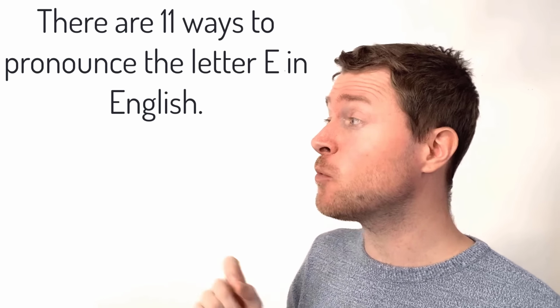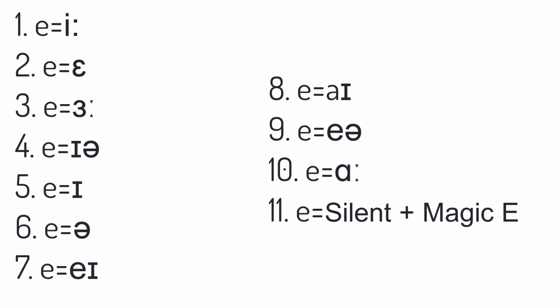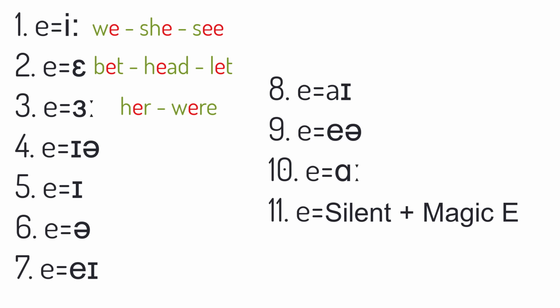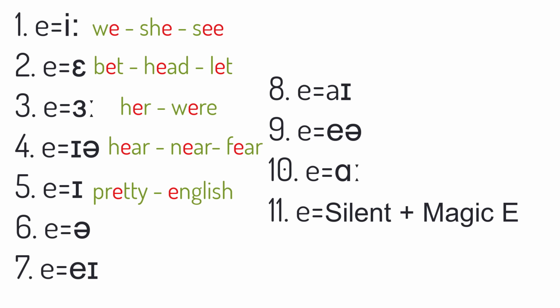Okay, well done. So remember, there are 11 ways that we can pronounce the letter E. Have a look on the screen now and you'll see the different 11 ways that we can pronounce the letter E. Number 1 is the E in we, she and see. Number 2 is the E in bet, head and let. Number 3 is in her and were. Number 4 is ear in hear, near and fear. Number 5 is I in pretty or English.